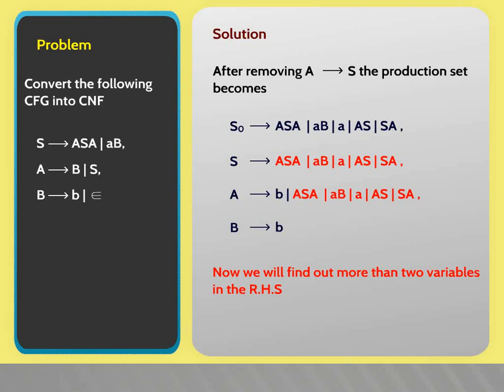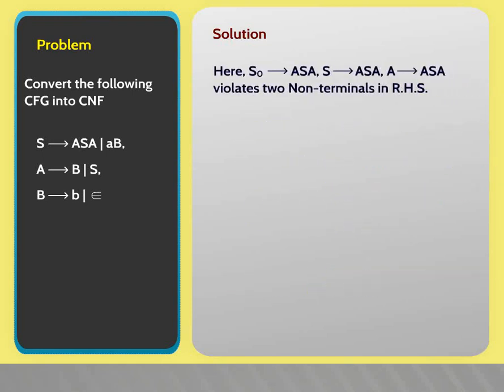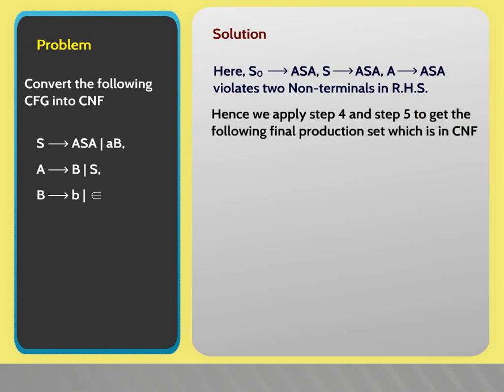Now we will find out more than two variables in the RHS. Here S0 provides ASA, S provides ASA, A provides ASA violates two non-terminals in RHS. Hence, we apply step 4 and step 5 to get the following final production set, which is in CNF.